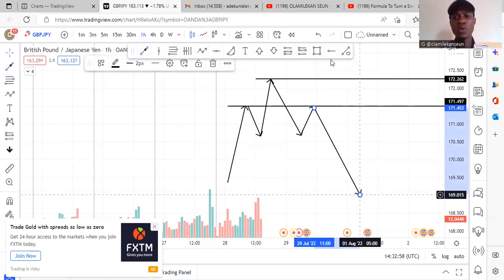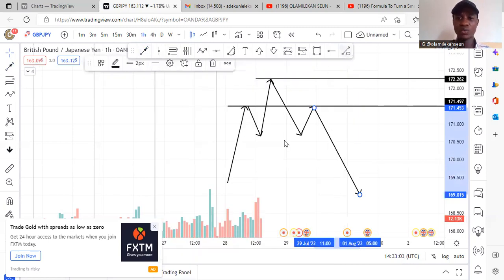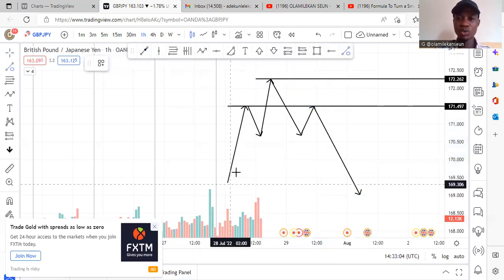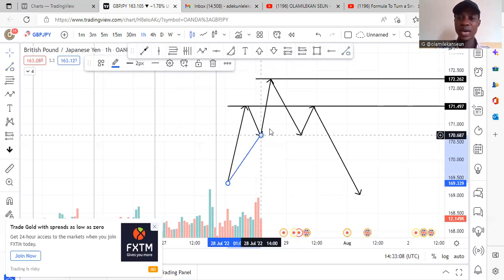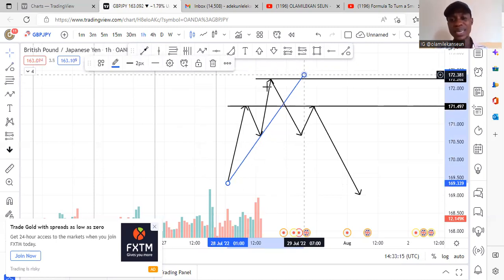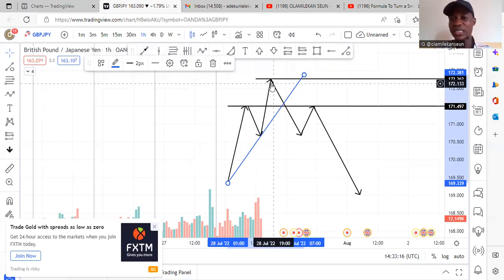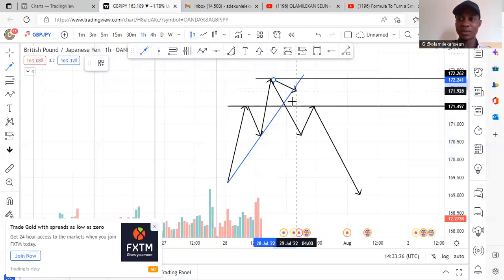So what I want you to understand is that when you see this structure, from this low to this higher low, to this higher low, you can see that the market is creating an uptrend. But at the moment that the market touched this resistance and came back down, you will notice that something happened. The market came all the way from this top and broke this trend line.